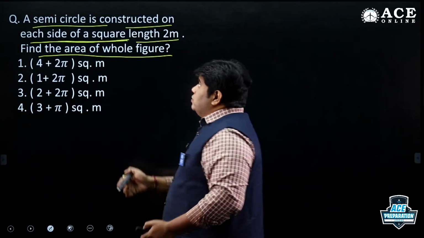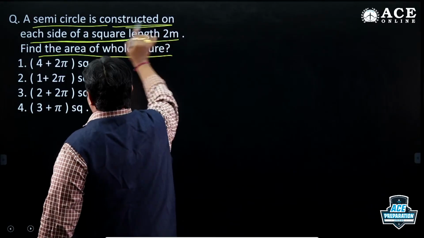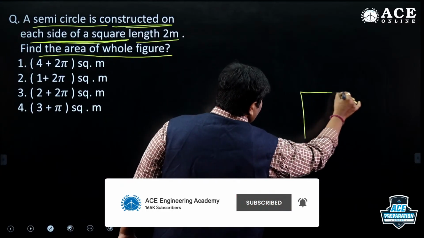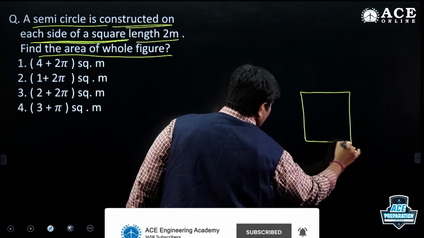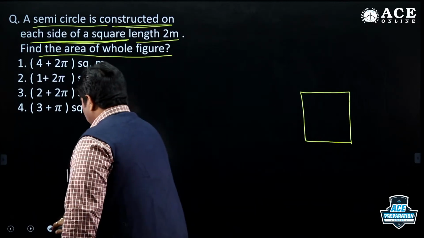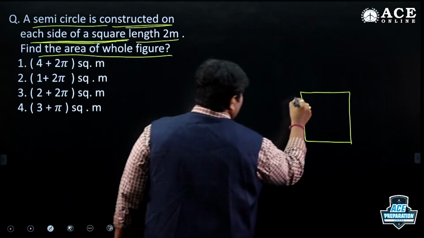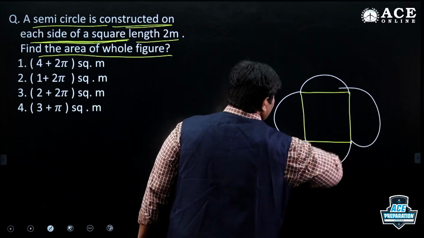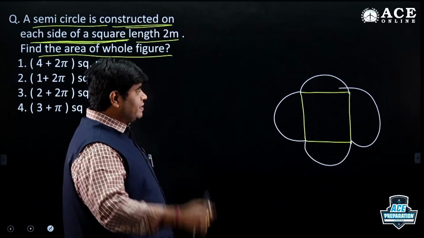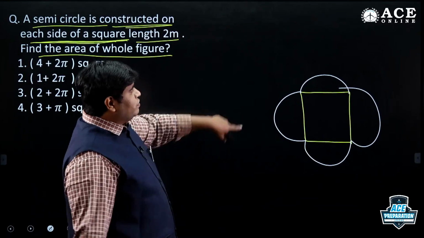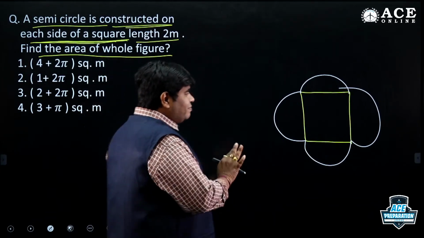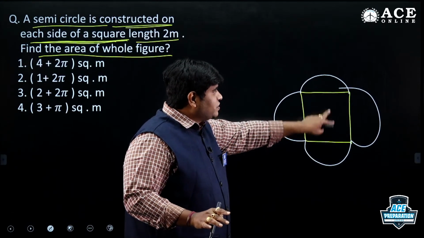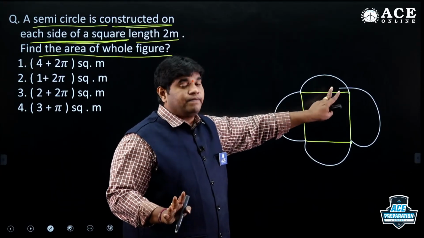A semicircle is constructed on each side of the square. What is the area of the whole figure? Simply the same type of semicircle. So there are 4 semicircles. So the area is the square area plus the area of those 4 semicircles.